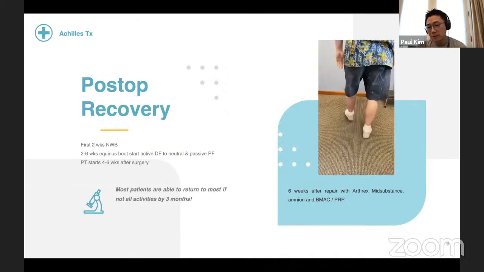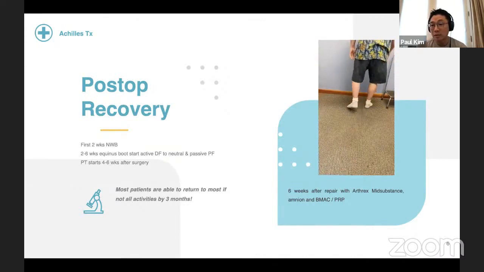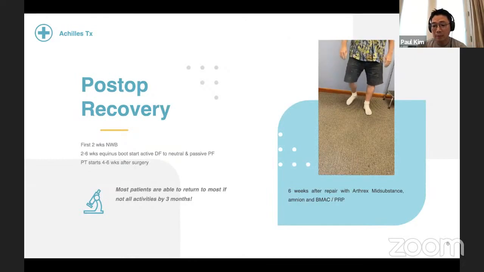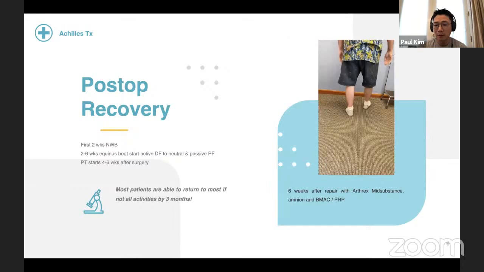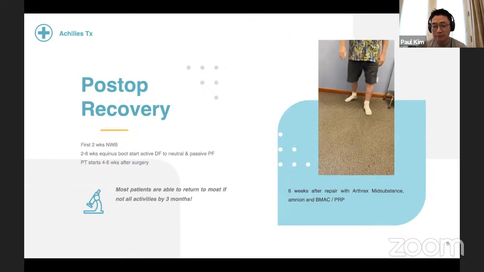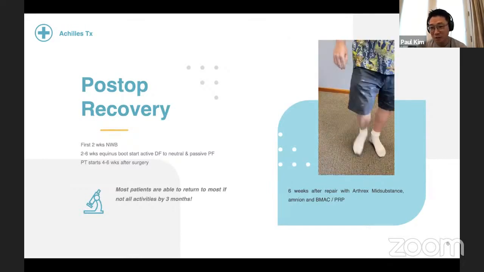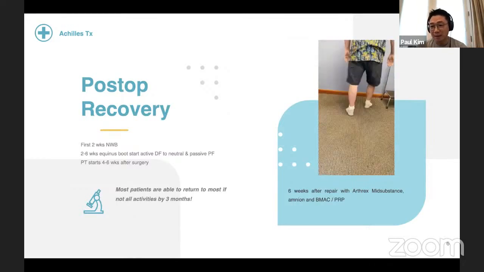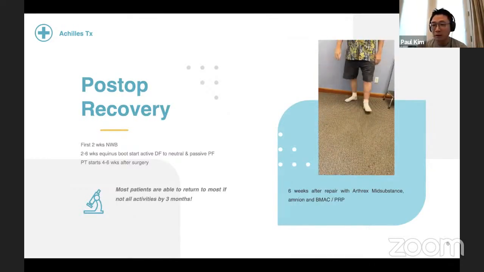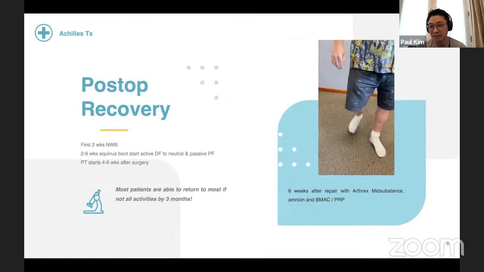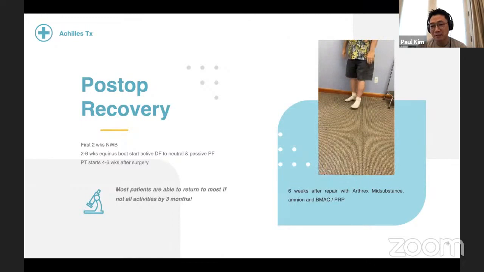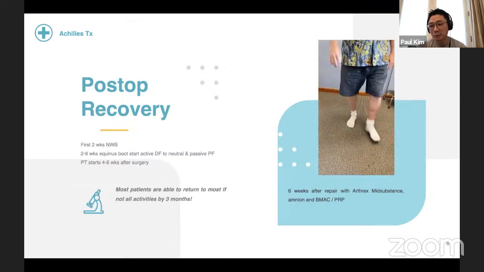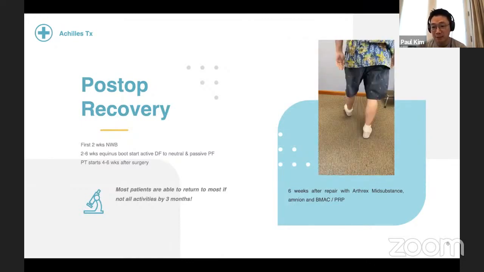So this is a picture of that gentleman I had earlier. He was only 6 weeks out from a repair of his Achilles rupture using the Arthrex mid-substance, amnion, BMAC, and PRP. Now, this is a very unique story. So as you can see with his Hawaiian shirt, he was actually vacationing in Hawaii. And I think within a week of his vacation, he ruptured his Achilles. And he told me, there's no way I'm going to come back to the United States to have my Achilles repaired. So I'm going to wait another good 3 weeks. So he was a delayed presentation.